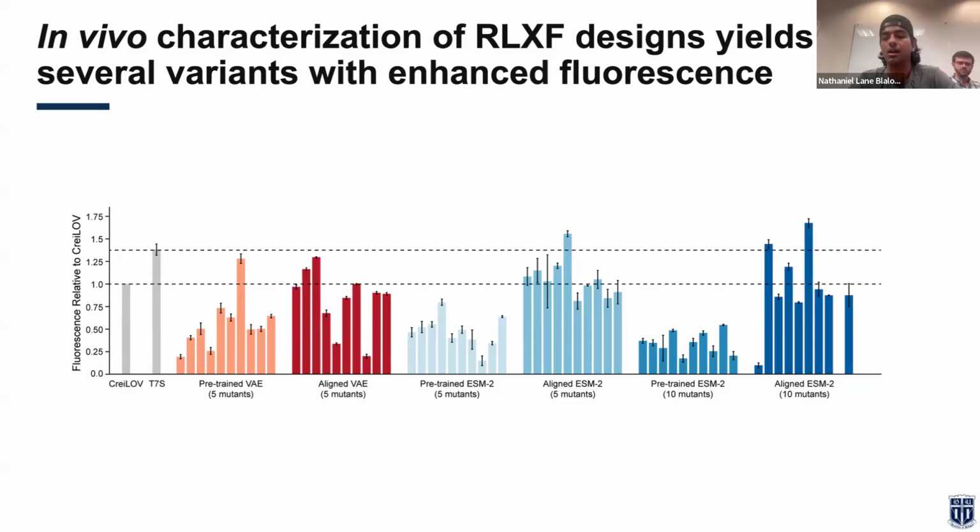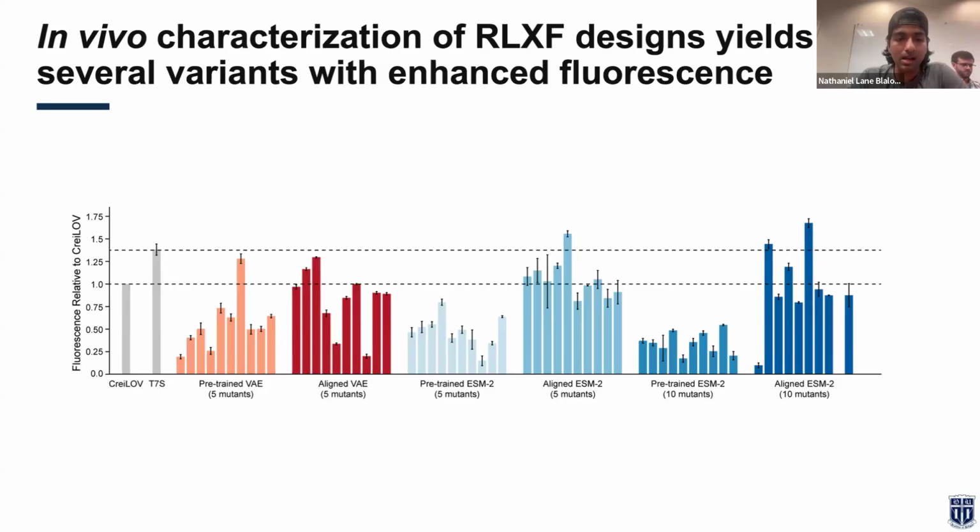And then based on the mutational extrapolation plots that Nathaniel showed you a while ago, we thought that we should try to order 10 mutant sequences. So we did that. We ordered 10 mutant sequences from pre-trained and 10 mutant sequences from aligned. In addition to that, as baselines, we ordered the wild-type CreiLOV sequence and the T7S single mutant that Nathaniel was telling you about a while ago, which was the best single mutant in the deep mutational scanning data.